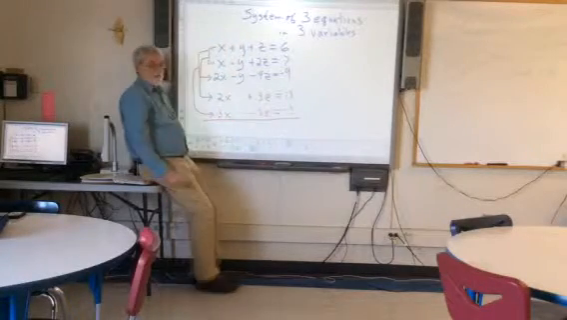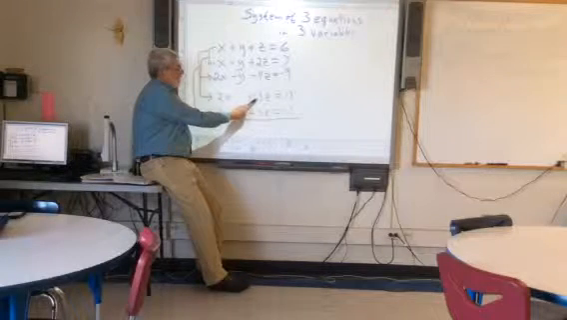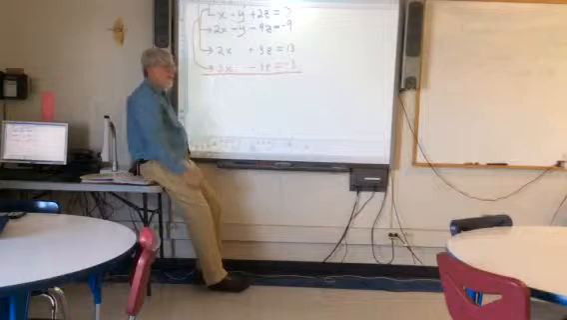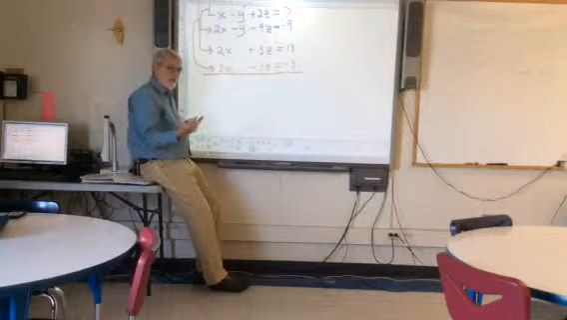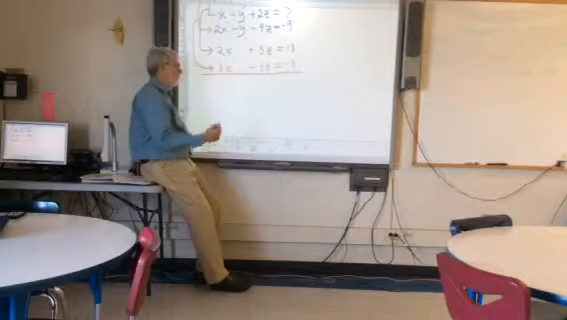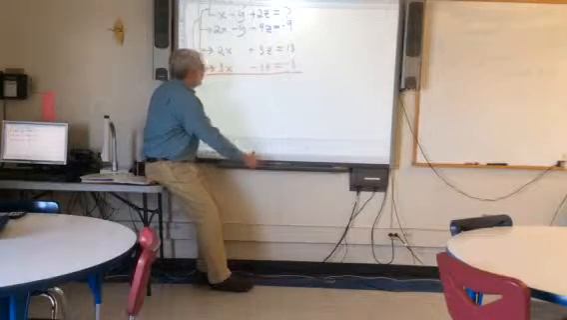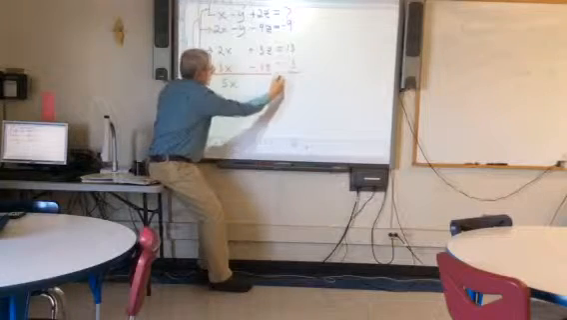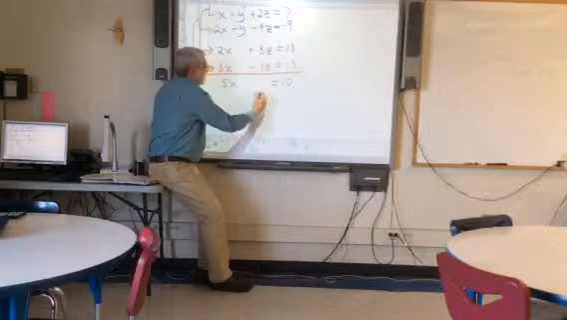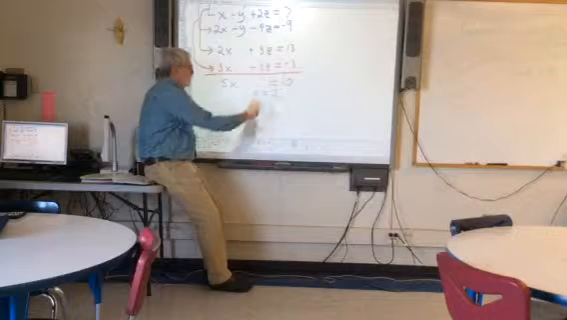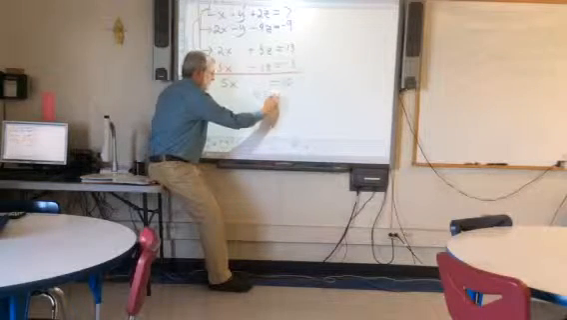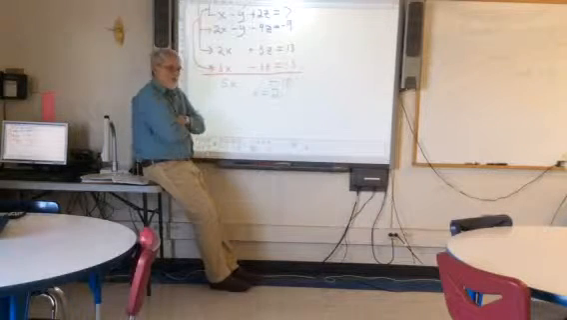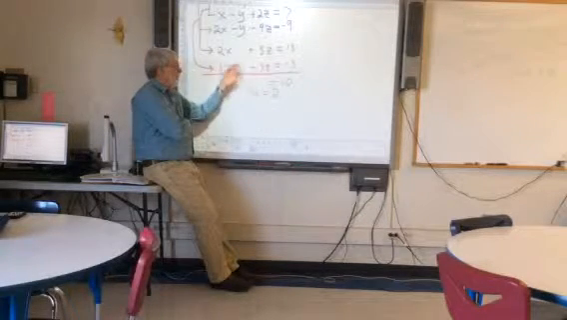That worked out really well, because we now have positive 3z and a negative 3z, so that we can, yes, add these 2 equations and eliminate one of the variables. What we'll end up with is 5x equals 10, x equals 2.